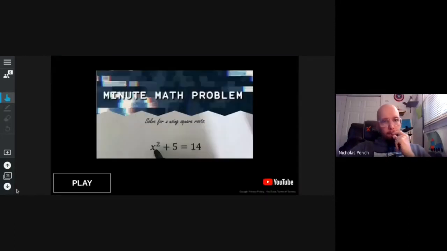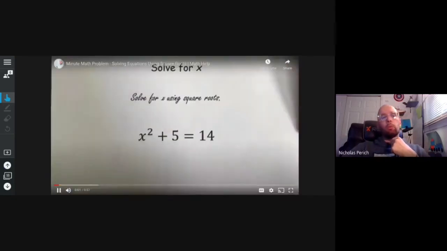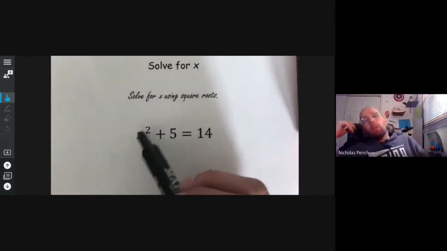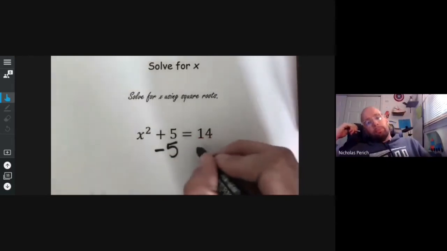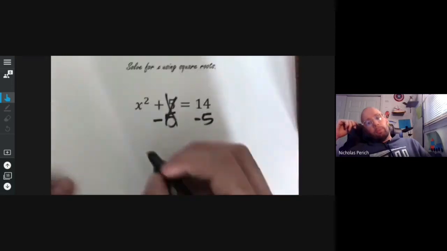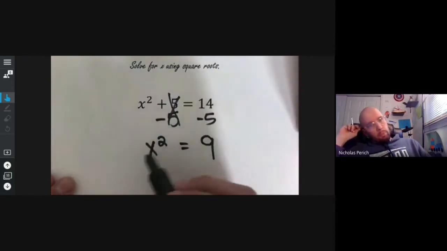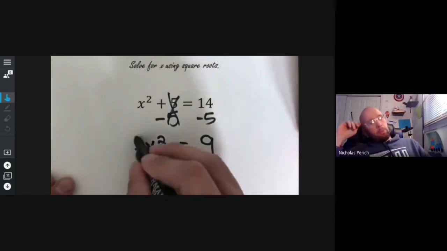All right, solve for x. What I have here is I have to use square roots because x is not alone. Yes, a 5's in the way, and that's easy to get rid of. Minus 5, cross that out. X squared equals 9. But now what? I have a squared in the way. How do I get rid of a squared? By square rooting, of course.